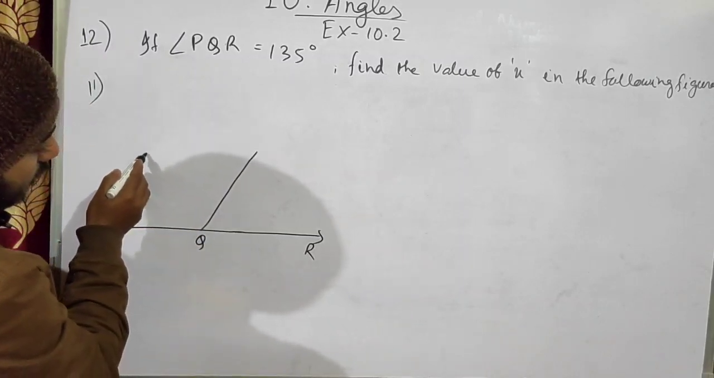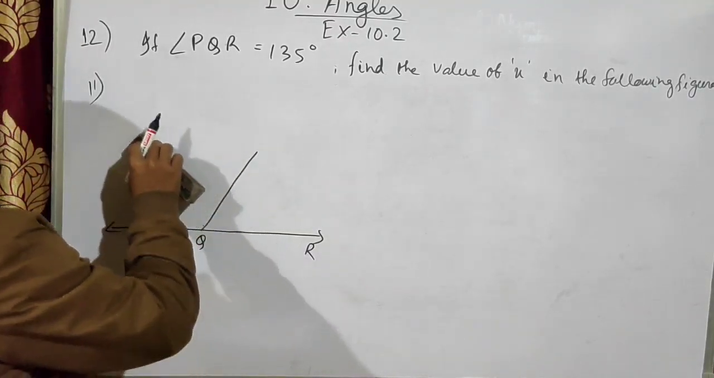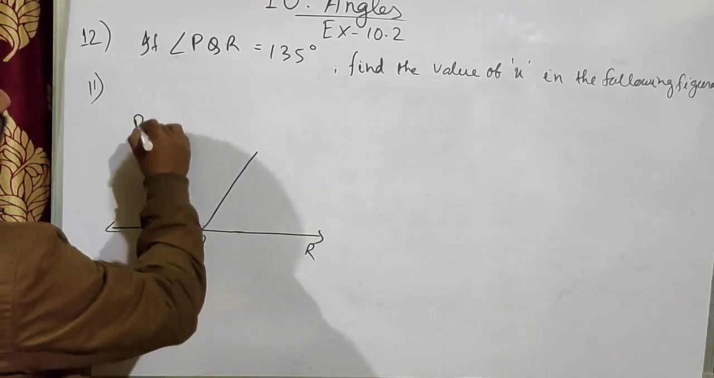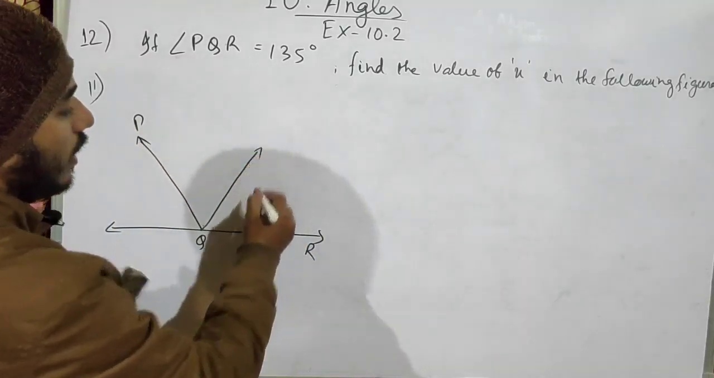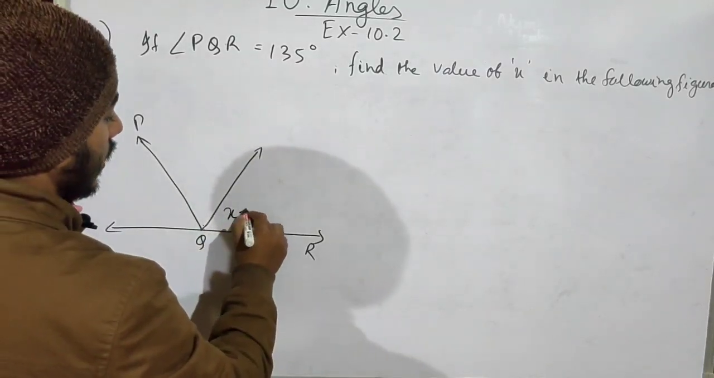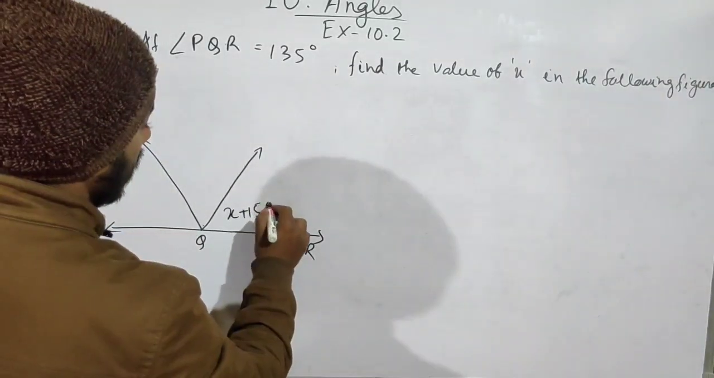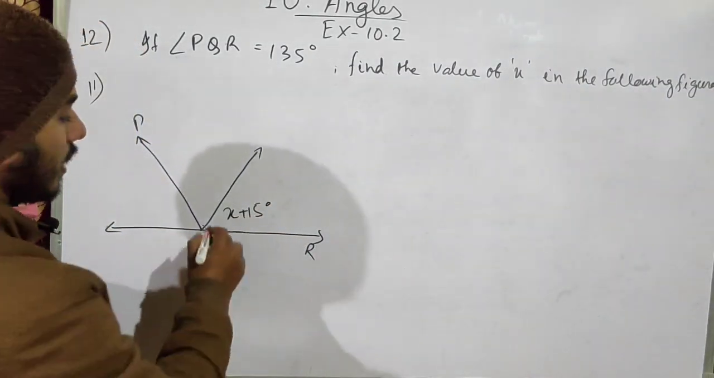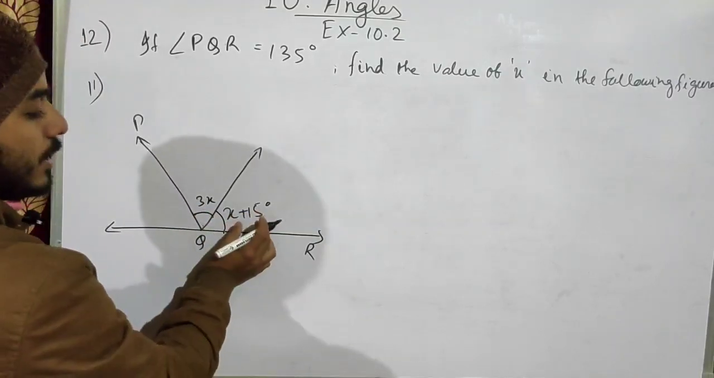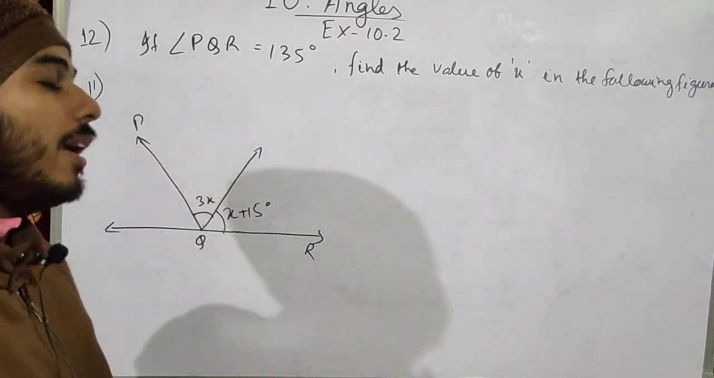This is P, this is Q, this is R. The value of that angle is x plus 15 degrees, and the value of this angle is 3x. This is x plus 15, this is 3x. Clear? Now the overall angle is 135 degrees.